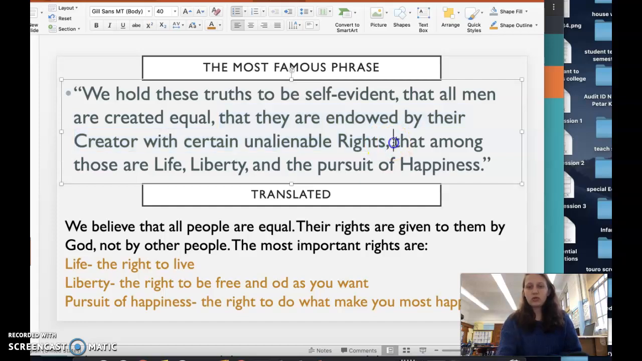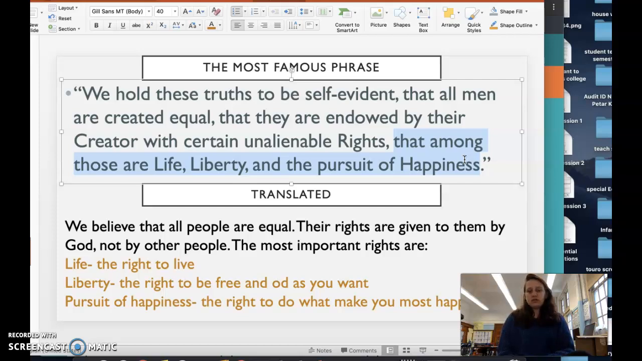And let's take a look at what those rights are. Among those are life, liberty, and the pursuit of happiness. Life, you have the right to live. You have the right to be alive. Nobody can take that away from you. Liberty, the right to be free. Liberty, remember Lady Liberty? We had learned about that when we learned about the New York State Seal. I'm not sure. I think that was last social studies unit.